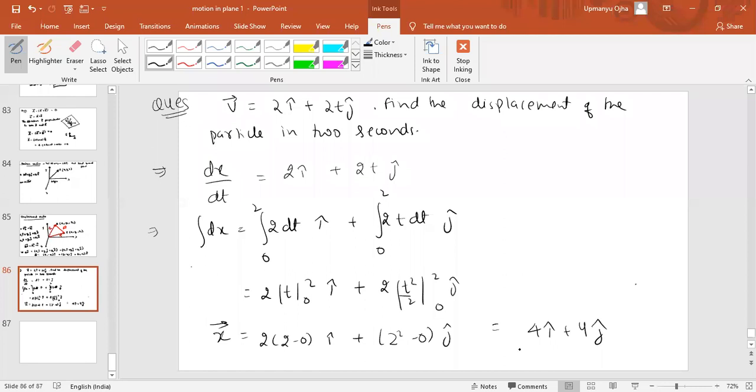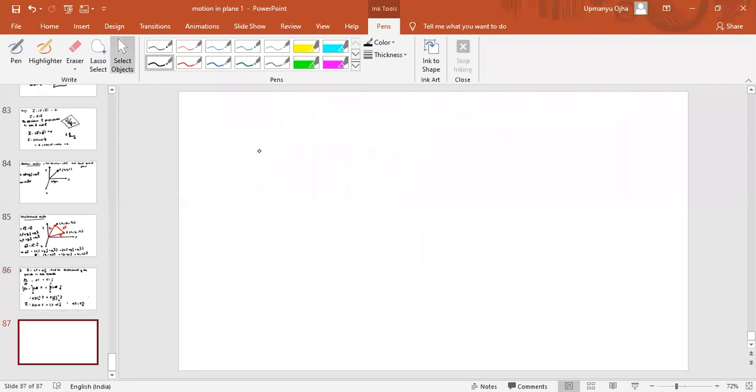But if I have to find the magnitude of displacement, what do I need to do? I need to find the mod of this. This displacement vector is given to us, and we have to find its magnitude. So the magnitude will be mod of x vector, which is equal to square root of 4 square plus 4 square, which is 4 root 2 meter. 4 root 2 is the answer here.